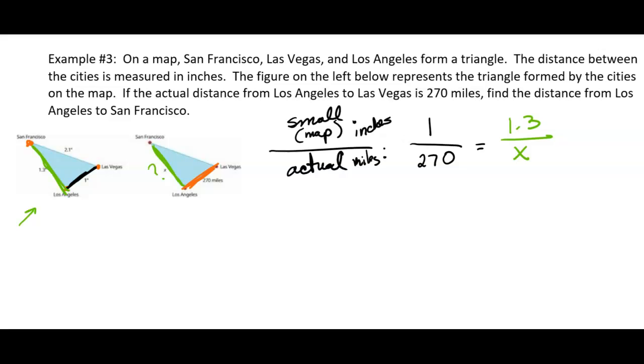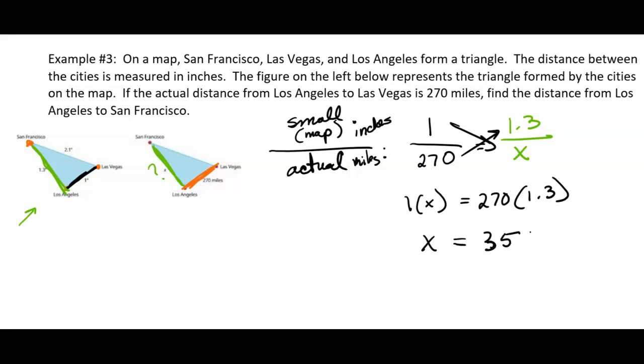Okay, now we can do the cross multiplying. So 1 times X has to equal 270 times 1.3. So I'm going to have X equals, and to be really honest, I probably would pull out a calculator here and go 270 times 1.3. And I'm getting 351. Okay, so what does that mean? It means 351 miles, and that's the abbreviation for miles, MI, from Los Angeles to San Francisco.